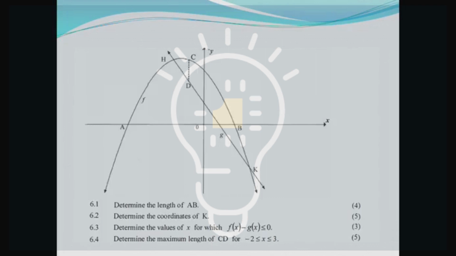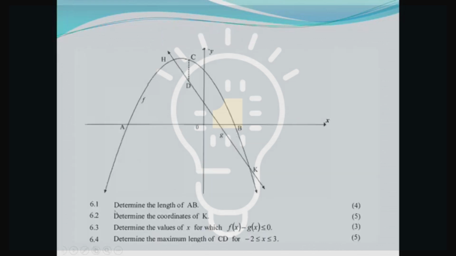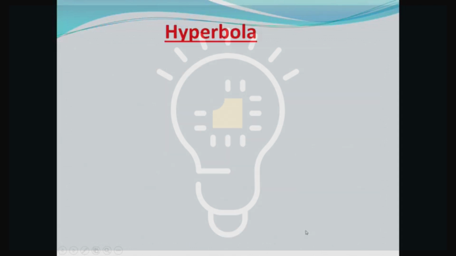Firstly, question 6.1, determine the length of AB. They're looking for this length, AB. Very interestingly, if we've got these x-intercepts, then we can find that length. Find the coordinates of K. There are the coordinates of K. Notice that's a point of intersection between the straight line and the parabola, so that can easily be found. Then we come to a question involving inequalities, greater than, less than, and so on. Very easy. And the maximum length. We encourage you to work through this question as well.